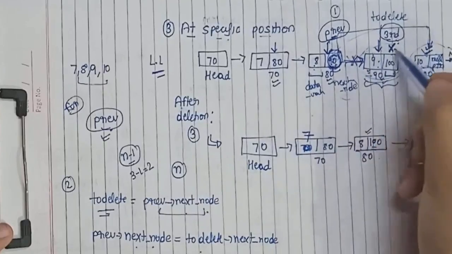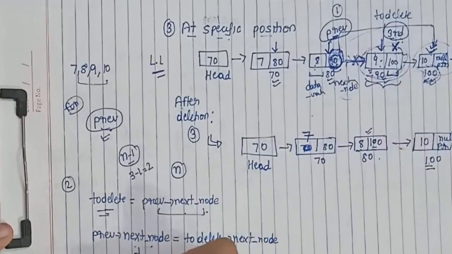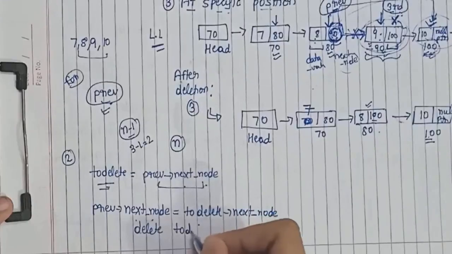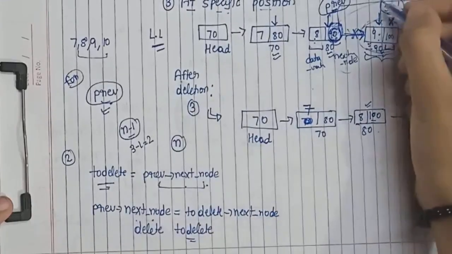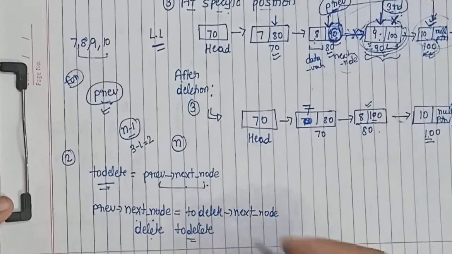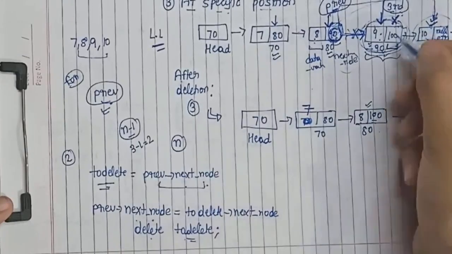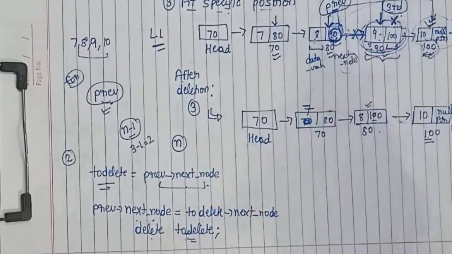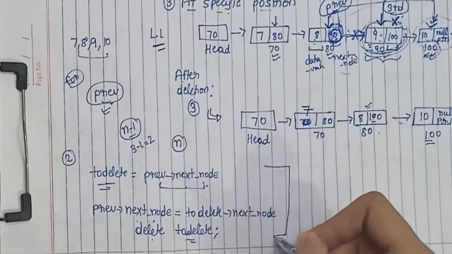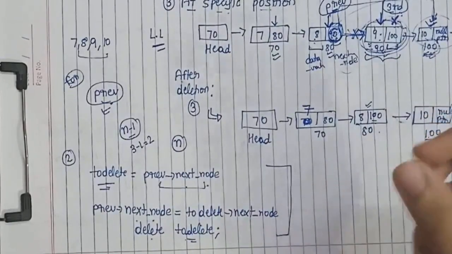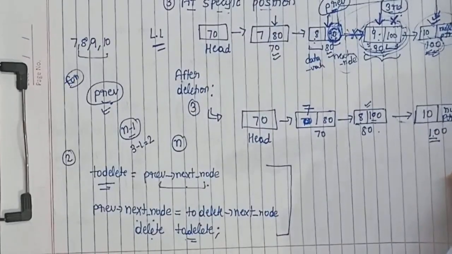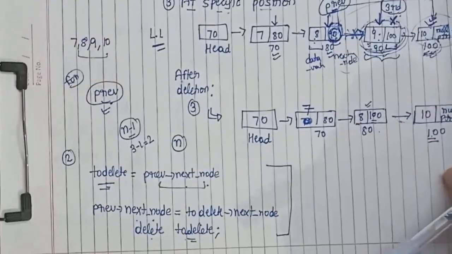So now the next step is to delete this node. We can do it using the delete keyword in the C++ language, which is delete to delete, because we know that the to delete pointer is pointing to the node which we want to delete. Once we write delete to delete, this particular node will get deleted. Now let us see the full code for this deletion. In that code we will put some extra conditions, which I will explain, and why I have put them there.